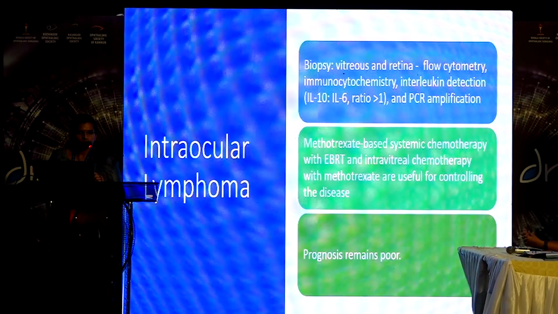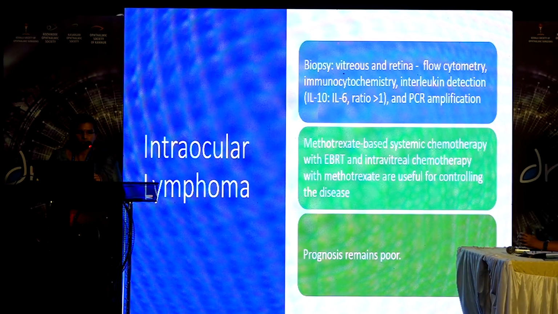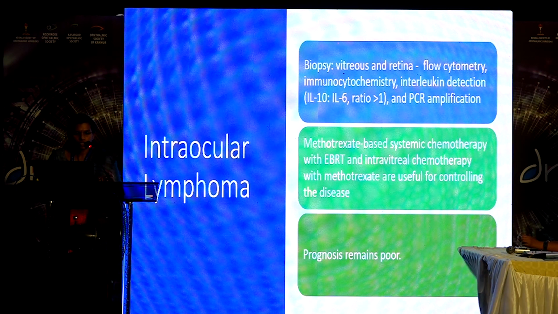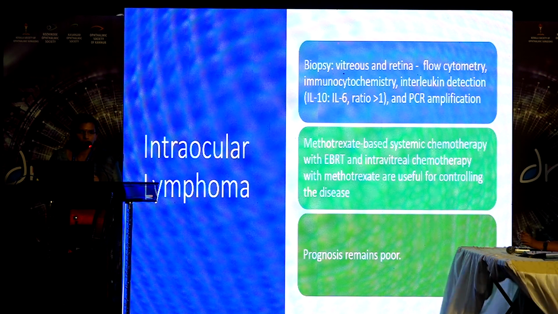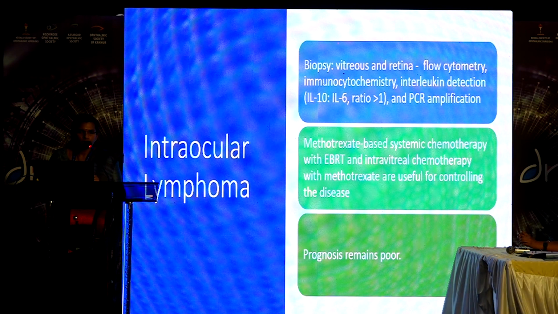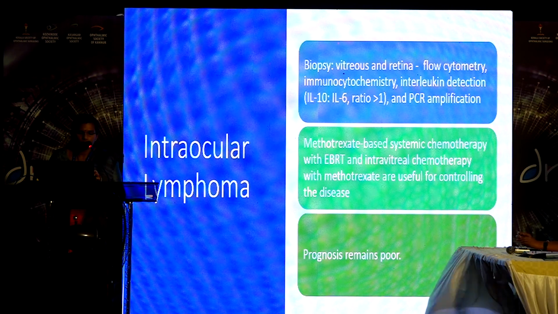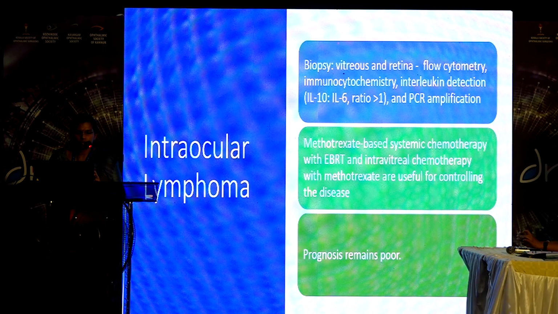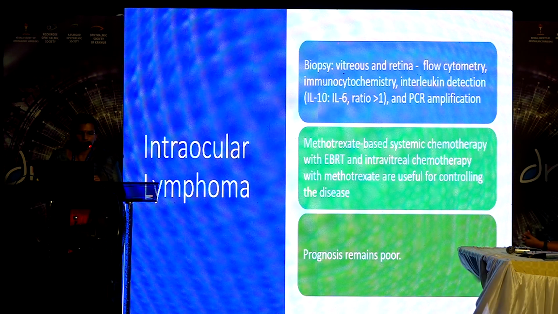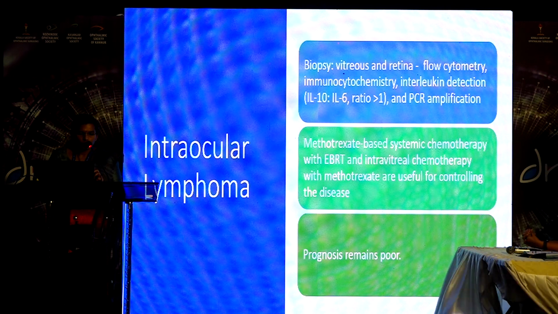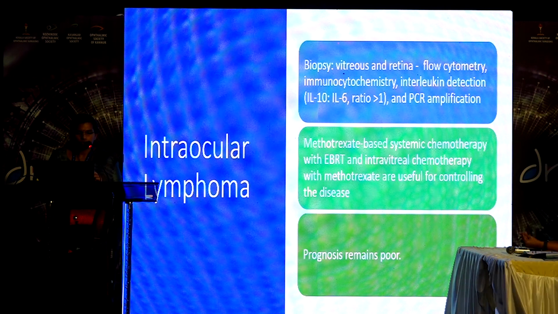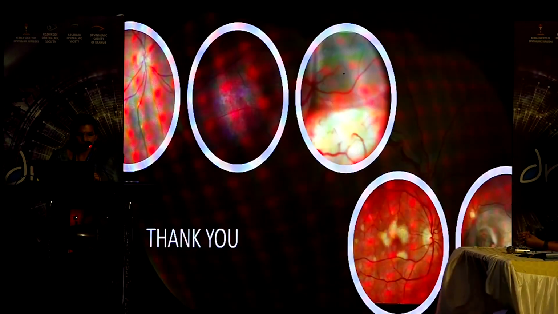For intraocular lymphoma, the diagnostic modality is biopsy of the vitreous and retina, with flow cytometry, immunocytochemistry, interleukin detection, the interleukin 10:6 ratio, and PCR amplification. Treatment basically involves methotrexate-based systemic chemotherapy, intravitreal methotrexate injection, and EBRT. But for intraocular lymphoma, the prognosis remains poor depending on the lesion size.